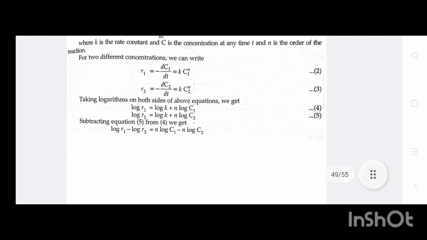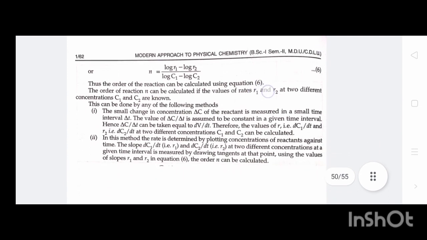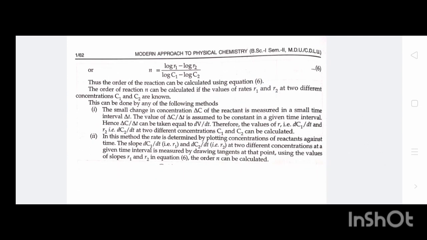R1 equals minus dC1 divided by dt equals K C1^n, and R2 equals minus dC2 divided by dt equals K C2^n. Taking logarithm on both sides of the above equations, we get log R1 minus log R2 equals n log C1 minus n log C2, where n equals log R1 minus log R2 divided by log C1 minus log C2. Thus, the order of reaction can be calculated using equation 6. The order of reaction n can be calculated if the values of rates R1 and R2 at two different concentrations C1 and C2 are known.